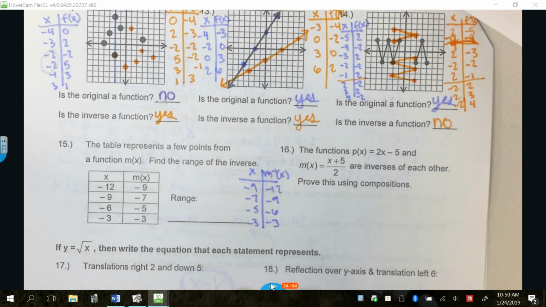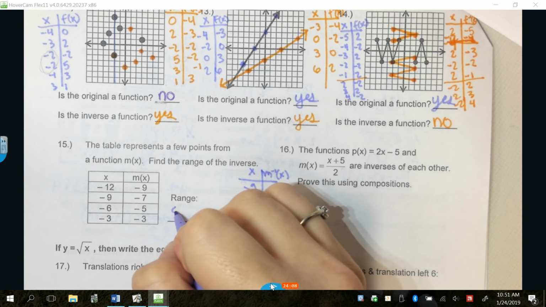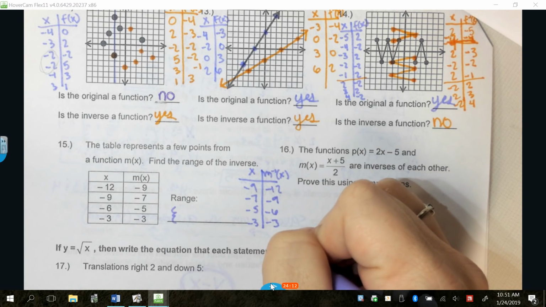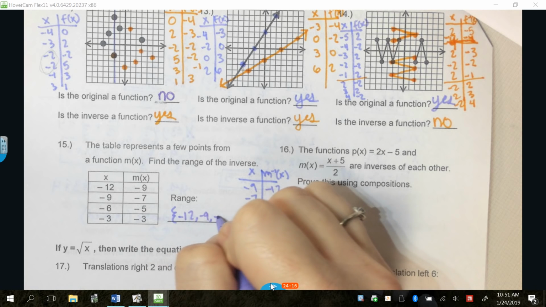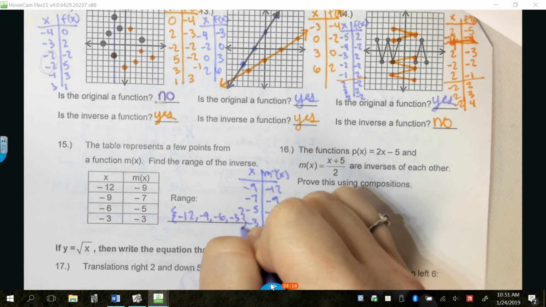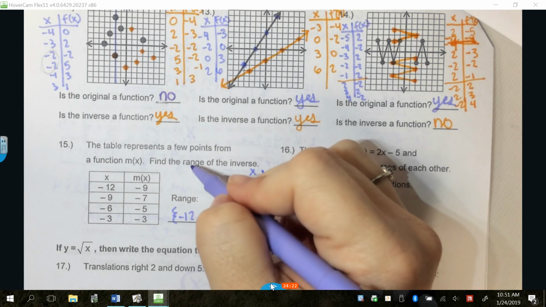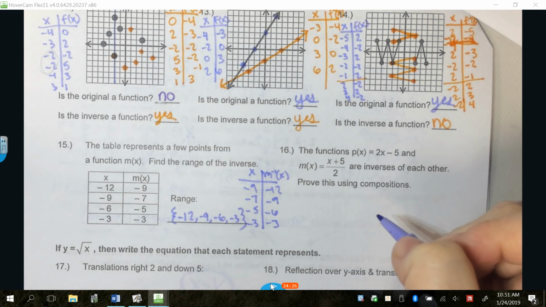So since this is just a couple points, I'm going to say this is discrete because we don't know what kind of graph this is or if this goes on forever. So it's a list of my range. Okay, so -12, -9, -6, -3. There's my answer. Now, could you have also realized that the inverse range is the same as the domain of the function? Remember opposites? Okay.